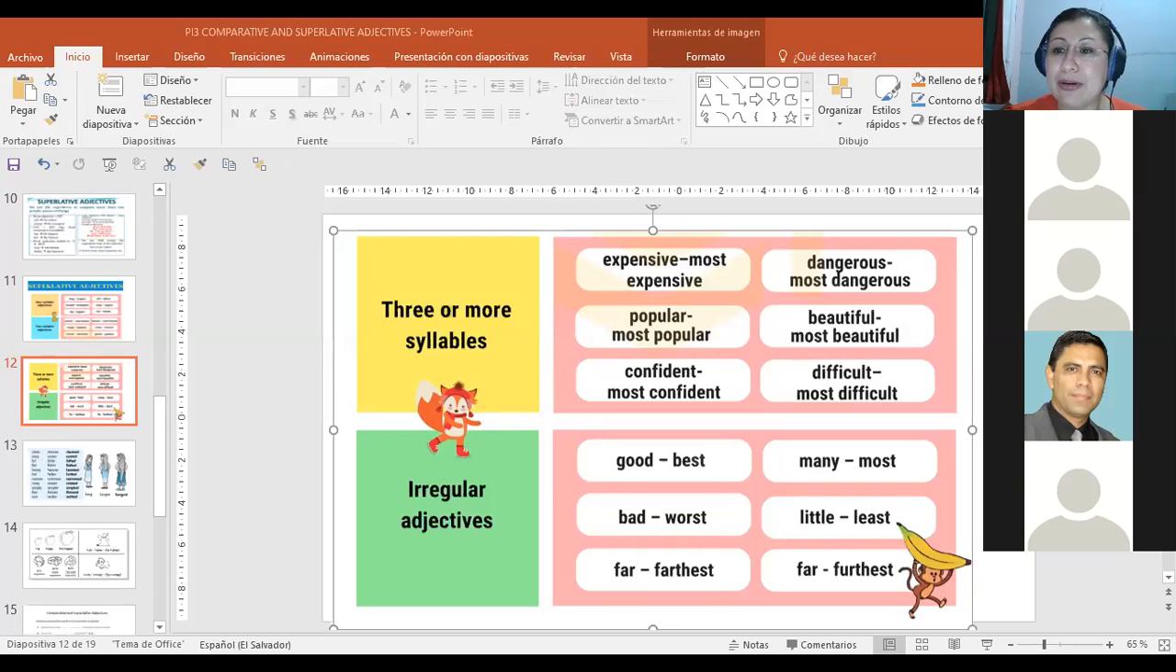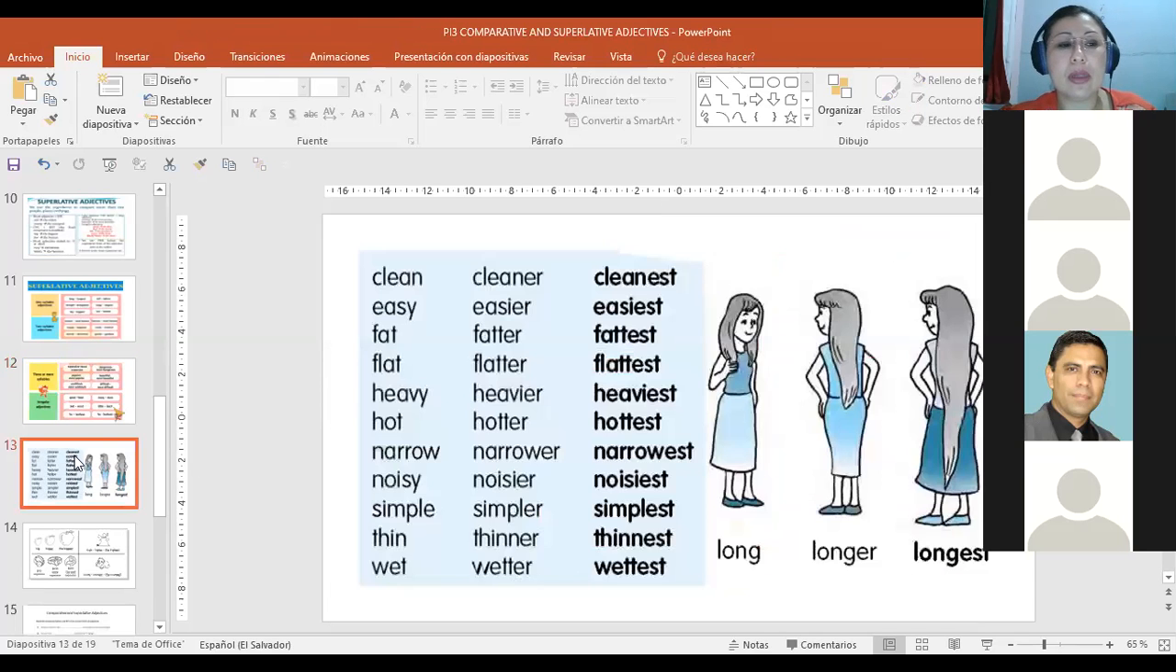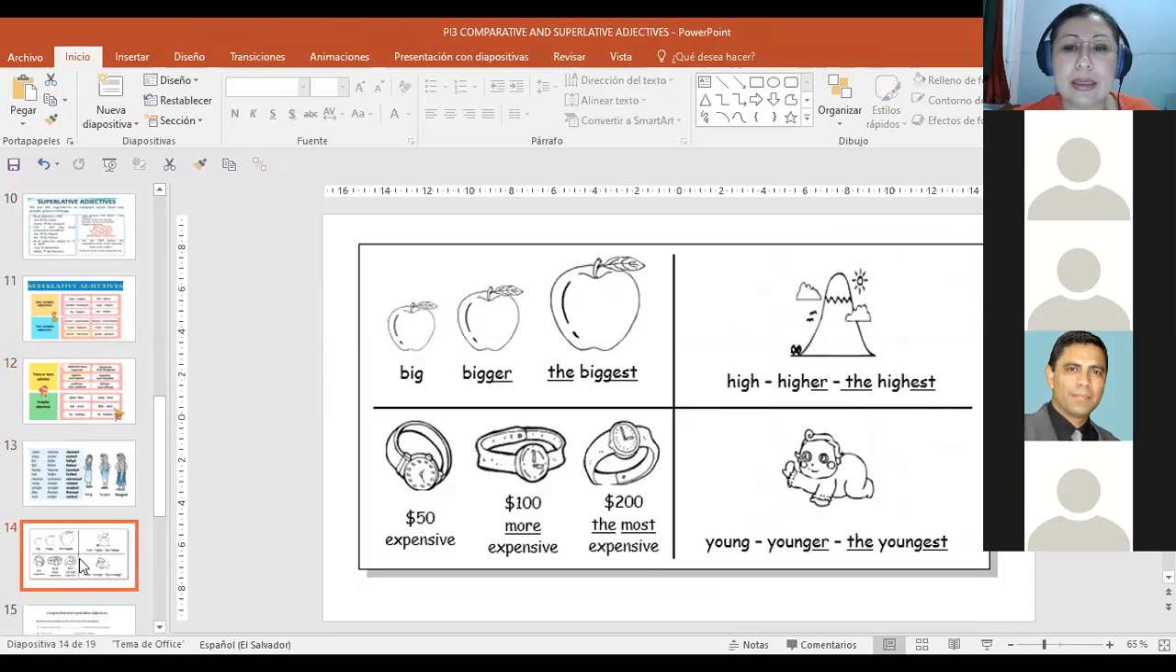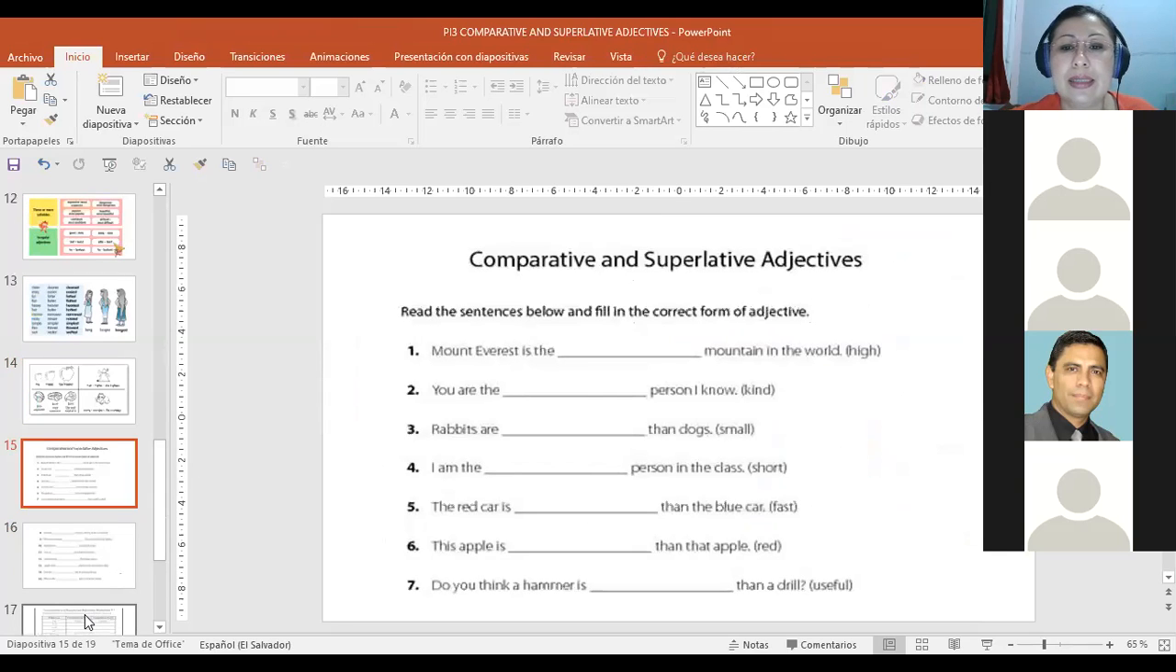Okay, nice. Now you know how to use the superlative adjectives in different sentences with one syllable, two syllables, three or more syllables, and also irregular adjectives. Now we are going to advance and we are going to have these exercises. It says comparative and superlative adjectives. Read the sentences below and fill in the correct form of the adjective.